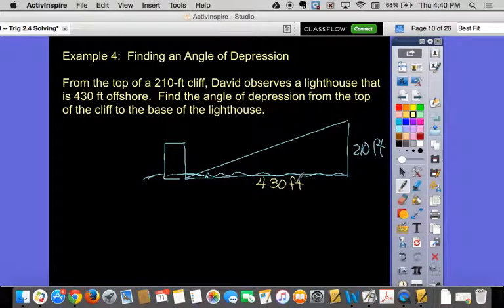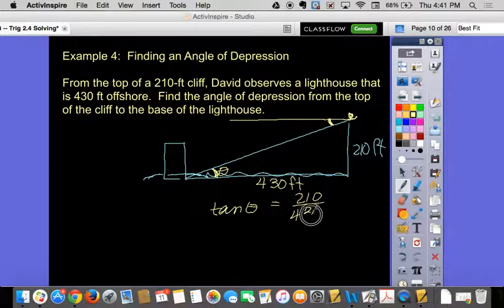That's how far. It did say find the angle of depression. Now keep in mind what we talked about earlier. Here's the dude. Angle of depression is how far you look down, but that corresponds perfectly to angle of elevation. So once again, we've got opposite and we've got adjacent. So tangent of this unknown angle is 210 over 430. This is what we're looking for, the angle. You need inverse tangent.